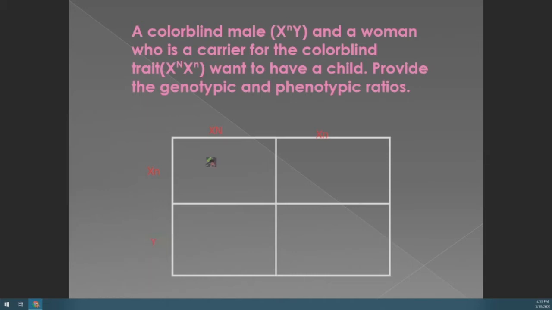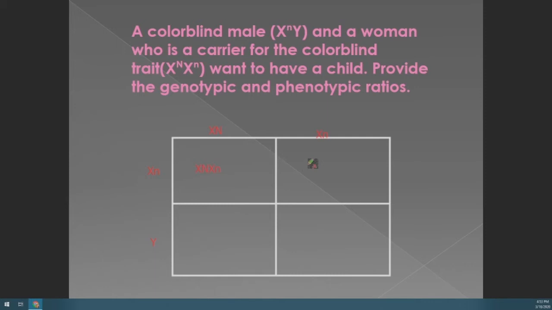So this is a normal box. We're going to go ahead and fill it out. So we're going to do X big N, remember that is coming down from up here, and the X little n coming from over here. So remember the X's just tell us it's female, and when we're looking to see if they're colorblind or not, we're going to look at the N's.